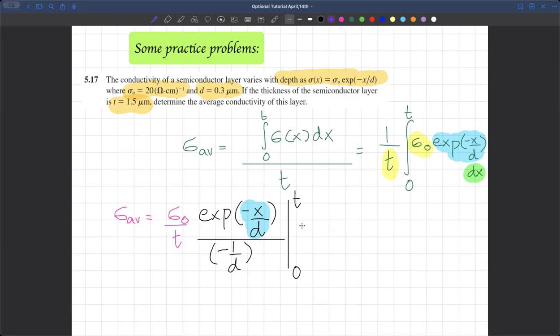So now it's going to be negative d sigma naught over d, and if I plug in the upper limit, it's going to give me exponential negative something. Minus, if you plug in the lower limit, this becomes zero, so exponential zero just gives you one.